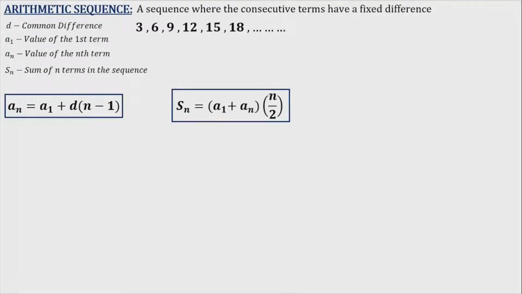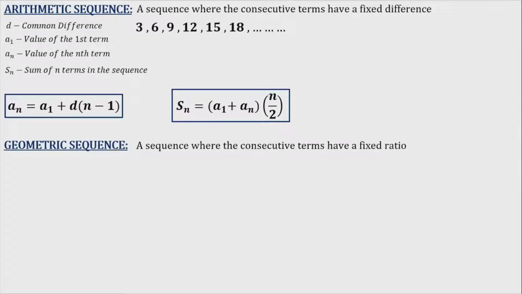Bigyan ko kayo ng example na isang arithmetic sequence. Itong 3, 6, 9, 12, 15, 18. Tingnan nyo yung first two terms. Ang common difference nila ay 3. Ganon din sa second and third terms at sa third and fourth term. Ito yung mga formula na kailangan nyo tandaan para masolve yung mga kailangan nyo hanapin.